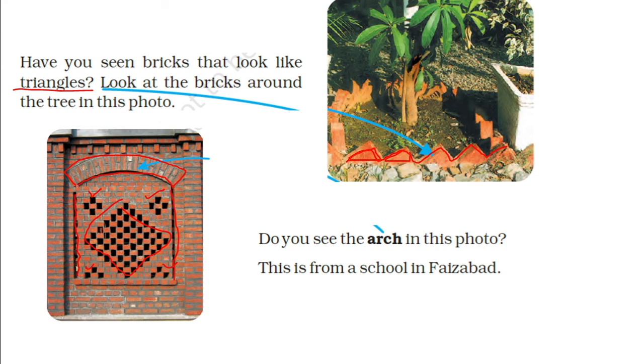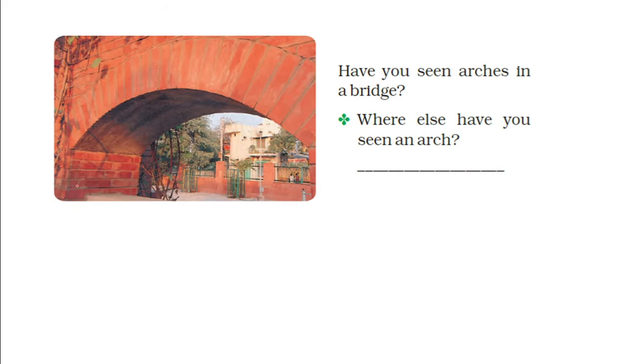If you have not seen video number 1, you can see video number 1. The link you will find in the description box and the I button above, so that you can understand what is an arc. Here, can you see the arc in the bridge? Yes. Here it is. Here is the arc. So where else have you seen the arc? You must have seen the arc in some bridges or somewhere else, in a window, or in some other design in a wall. So write to me in the comment box where else you have seen the arc.